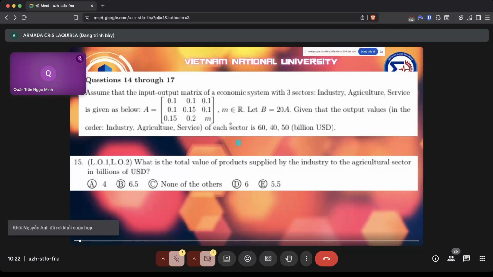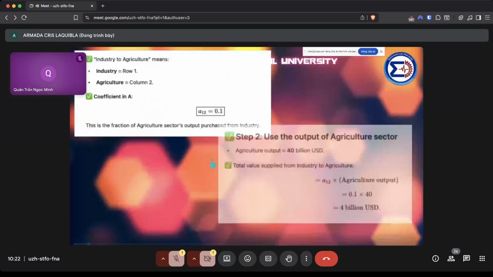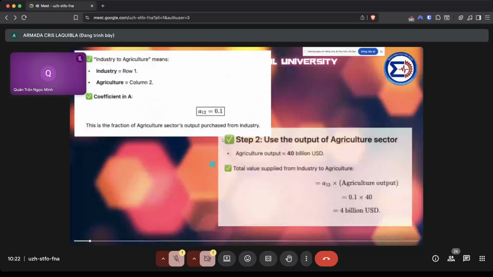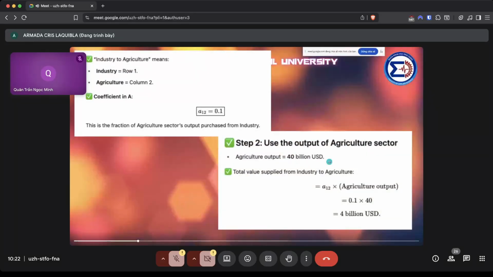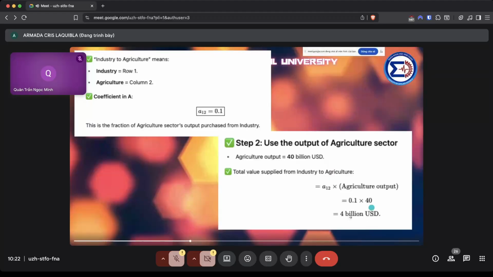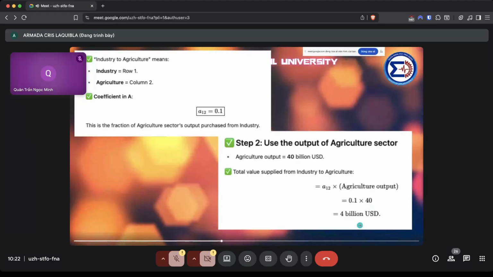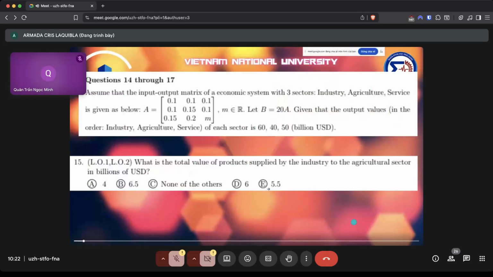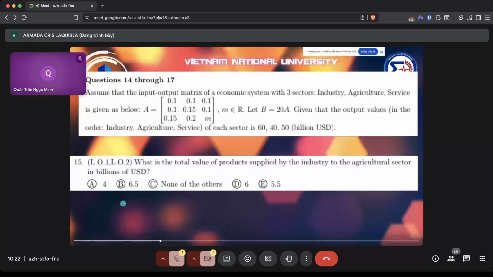Okay, 0.1. Now, the output is 40 billion. You multiply A12, 0.1, by 40 billion. The answer is 4 billion. So where is the 4 there? It's letter A for 15. Okay? So that is the total value of products supplied by the industry to the agricultural sector.